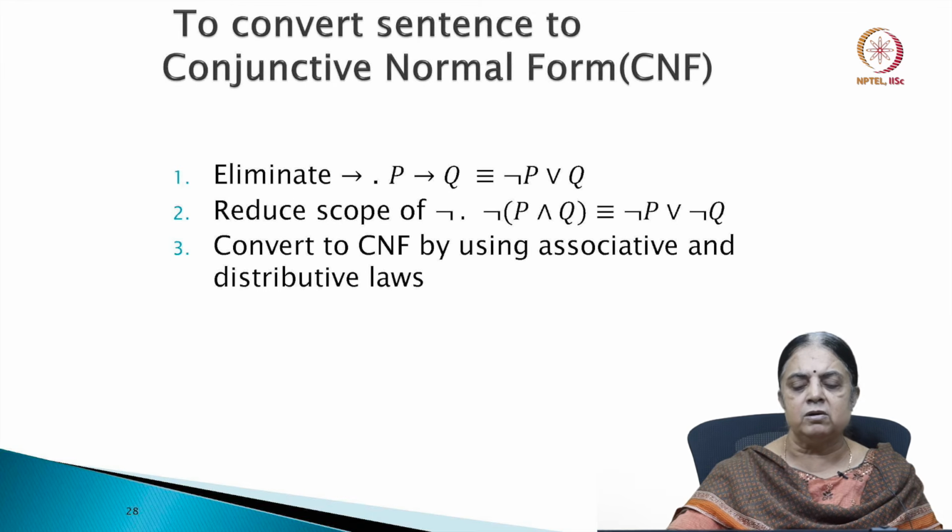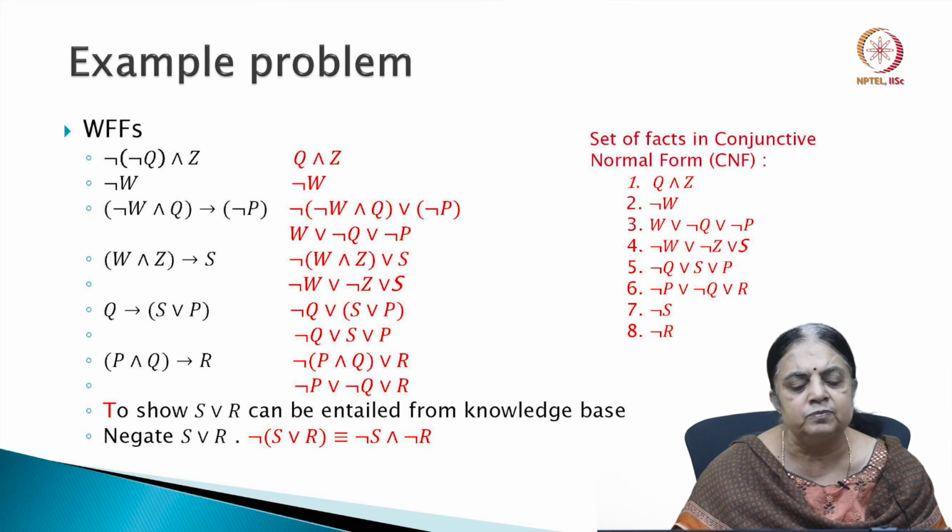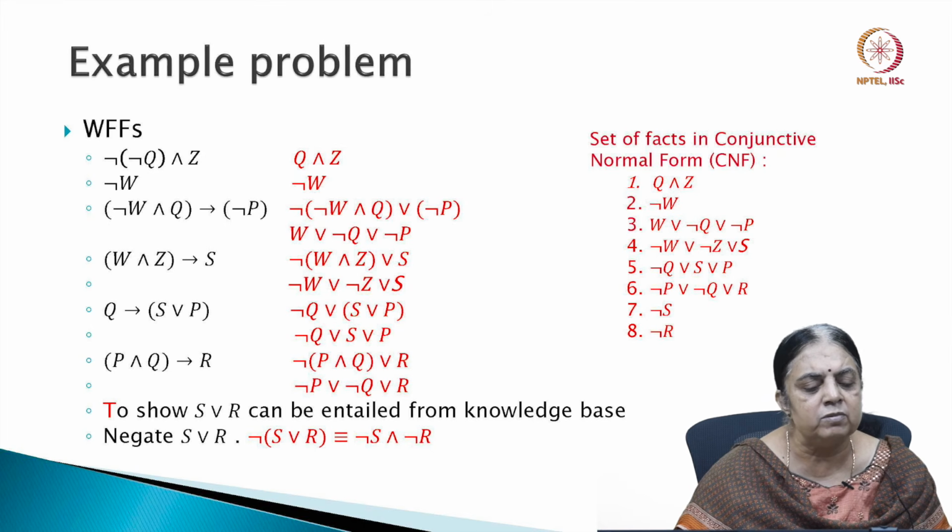So let us take this example over here. These are the WFFs which were given, that is, the well-formed formulas. Here we take each sentence and bring it down to its simplest form. Here you have a double negation, so you will get Q. So you will get Q and Z. The second one is not W. The third one, you need to remove this implication, which means you will get not W and Q and not P.